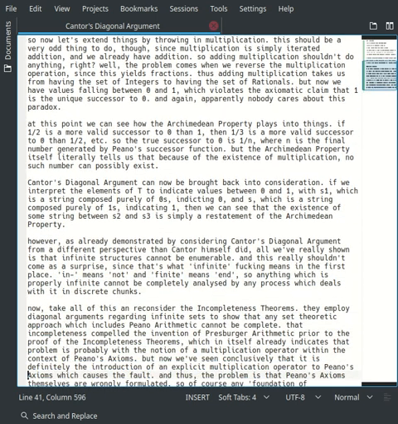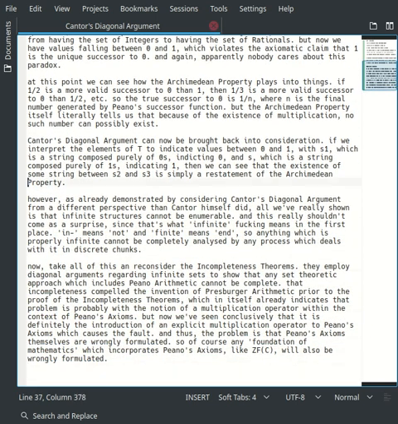At this point, we can see how the Archimedean property plays into things. If 1/2 is a more valid successor to 0 than 1, then 1/3 is a more valid successor to 0 than 1/2, etc. So the true successor to 0 is 1/n, where n is the final number generated by Peano's successor function. But the Archimedean property itself literally tells us that because of the existence of multiplication, no such number can possibly exist.